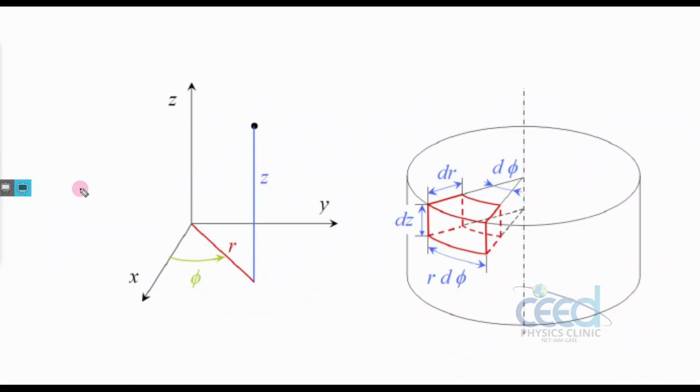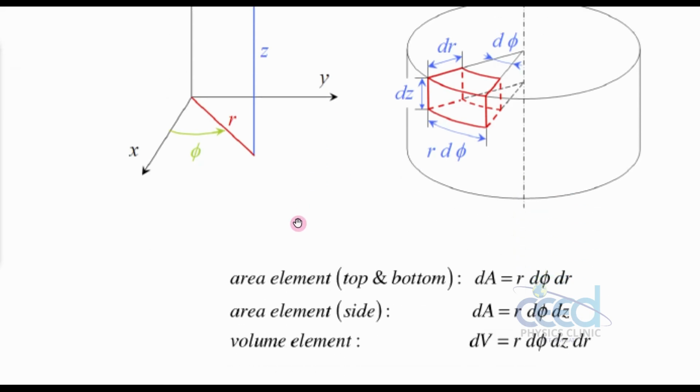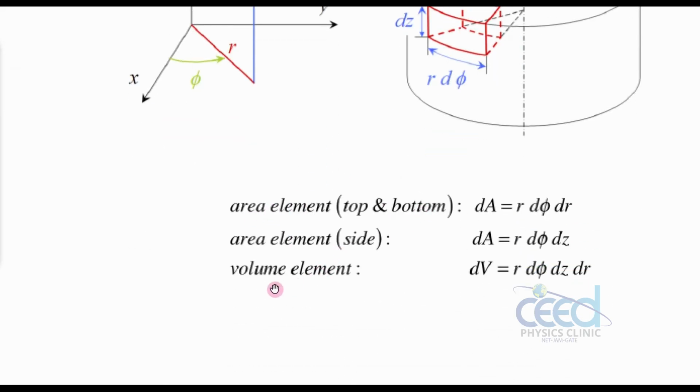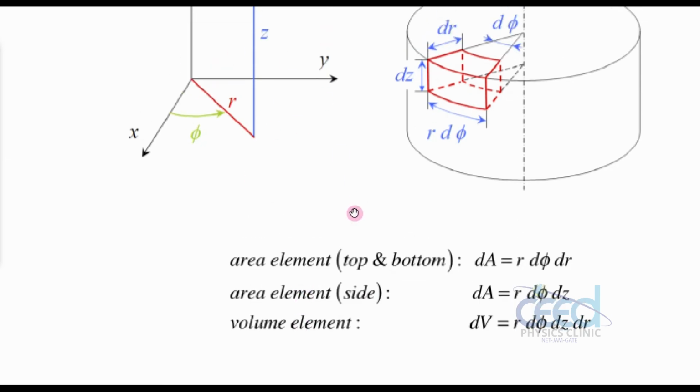Now let us go to the main screen. So these are the area element, volume element, and length element we have already discussed. So r d phi dz dr, and here they have shown that this side volume means the same volume, and top and bottom means this volume, right? This volume, so this is dr and this is r d phi.